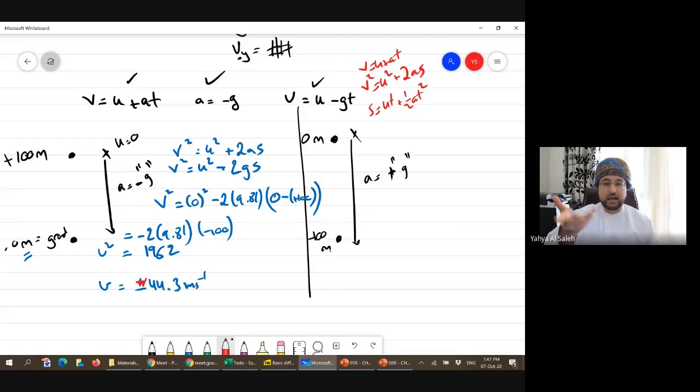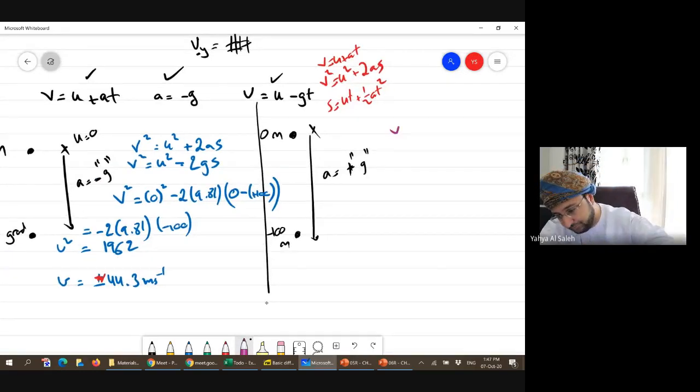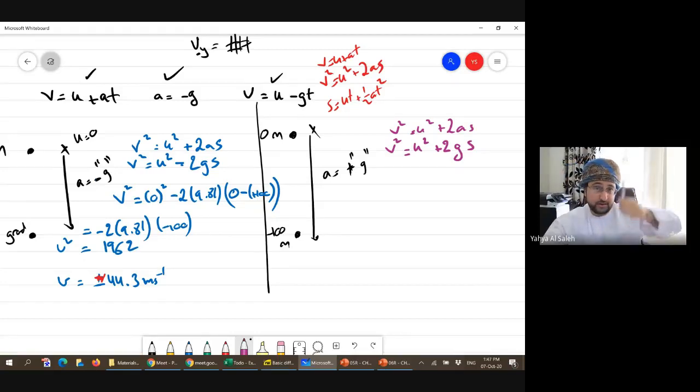Okay, now I'm going to do the exact same problem again. Okay, لكن راح أقلب الآية بالكامل. I'm going to be using the exact same equation. V squared equals U squared plus 2AS. لكن الحين أنا قلبت الآية. So I'll do V squared equals U squared plus 2GS, لأنه now I define G down to be plus, صح؟ صح.